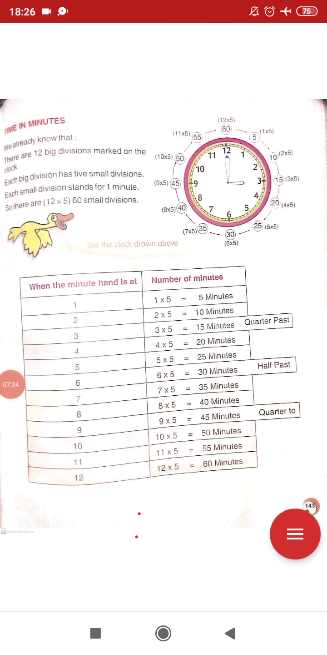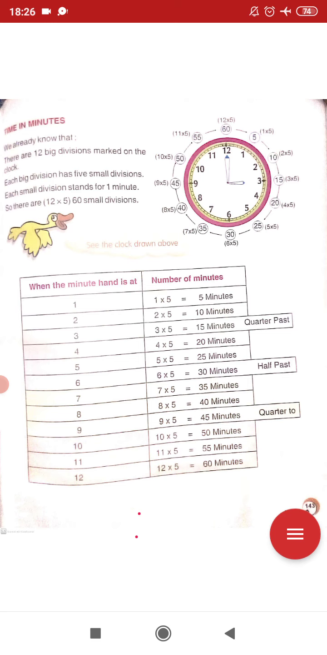Now you can see time in minutes. We already know that there are 12 big divisions marked on the clock, and each big division has 5 small divisions. एक बिग डिवीजन पर 5 स्मॉल डिविजन्स होता है, और एक स्मॉल डिवीजन का मतलब होता है 1 मिनट. So each big division has 5 small divisions, and each small division stands for 1 minute. So there are 5 small divisions. That means 5 minutes in one big division.